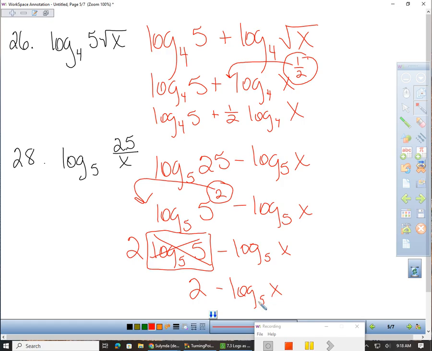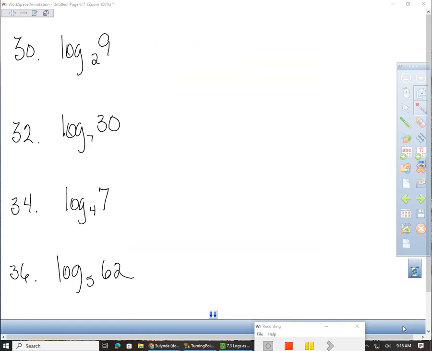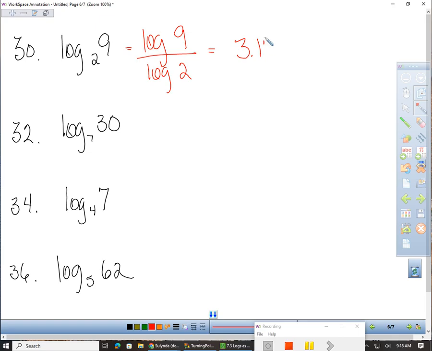Now, number 30, we start the change of base formula. In the change of base formula, we talked about how you can either, in your calculator, type in log of the big number divided by log of the base, or you can put it into the change of base formula in your calculator. Either way works for me. So the final answer you should get is 3.17.